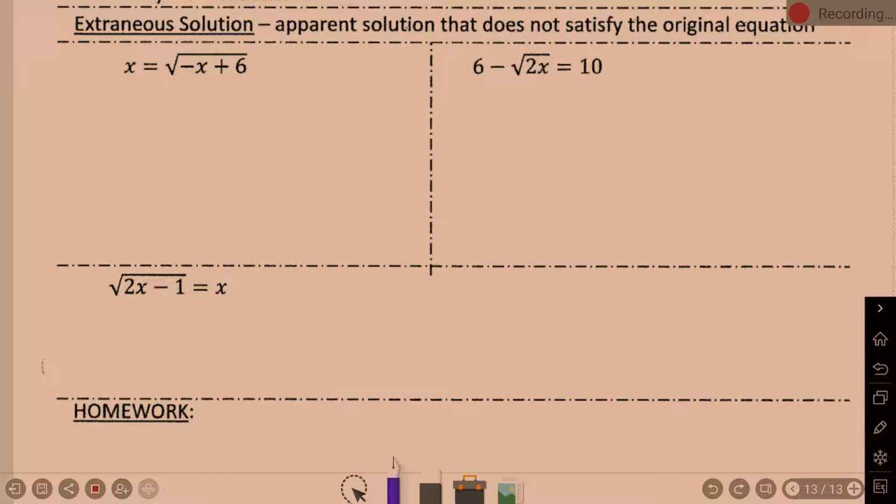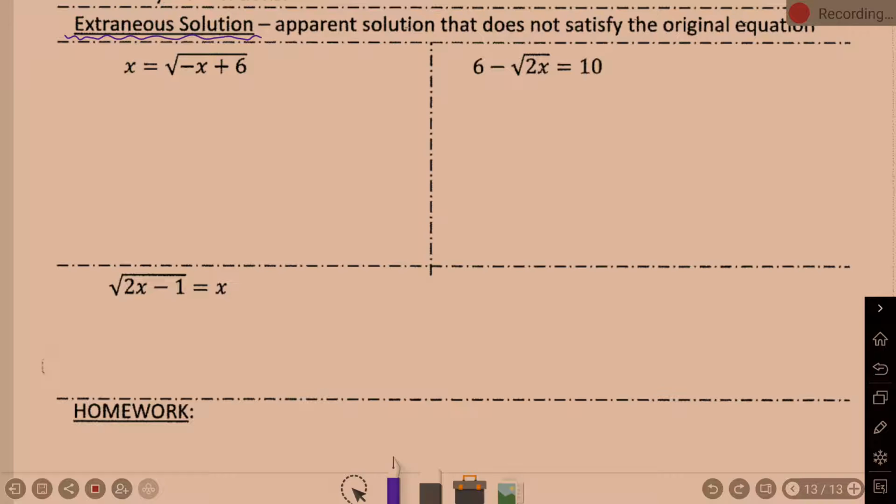Now, we are going to talk about, we're going back to one radical, but the key is there's more than one x in a lot of these problems. Okay, notice there's an x under the radical, there's an x outside the radical. X under the radical, x outside the radical. In these situations, we often get extraneous solutions.